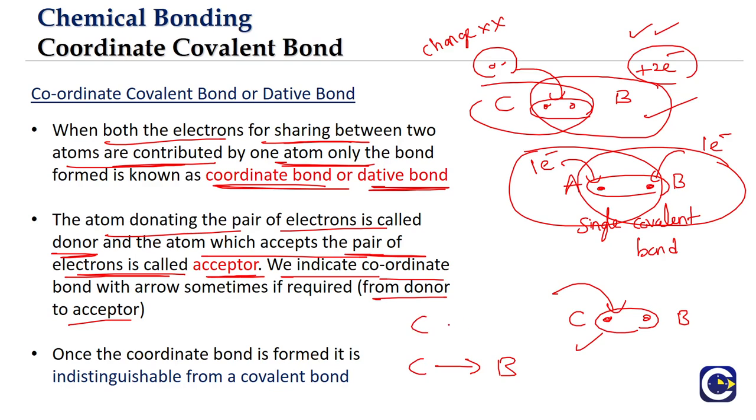Normal covalent bond means what? Between A and B we have a normal covalent bond, means we'll put a bar, that's it. Here we can put an arrow. The arrow will be from where? It will be from the donor to the acceptor.